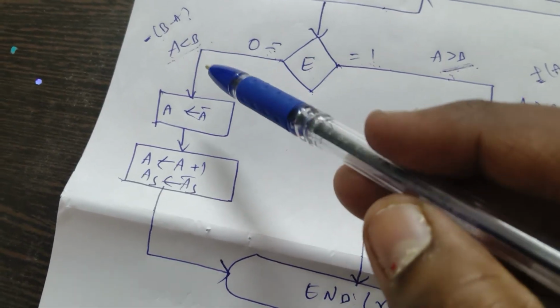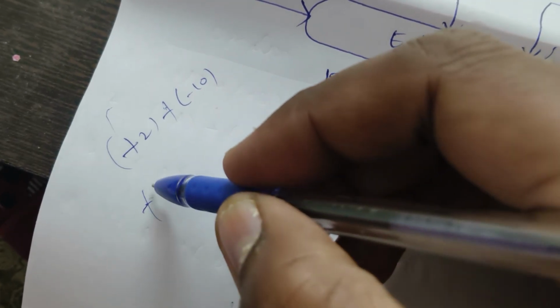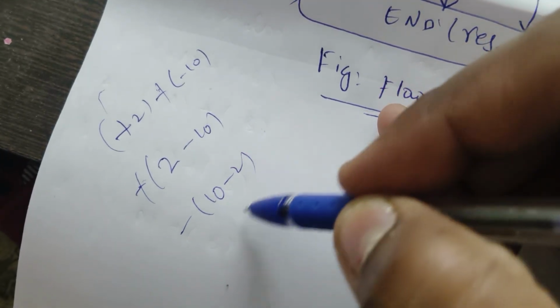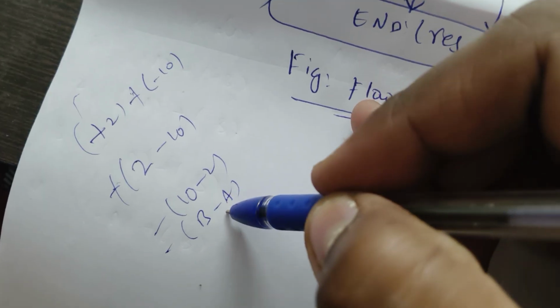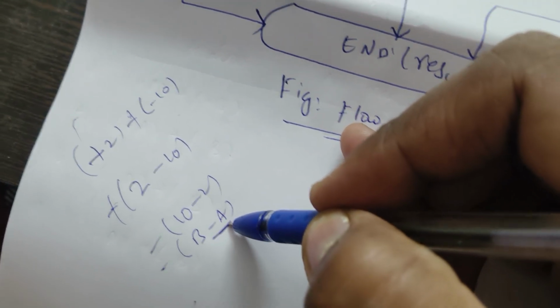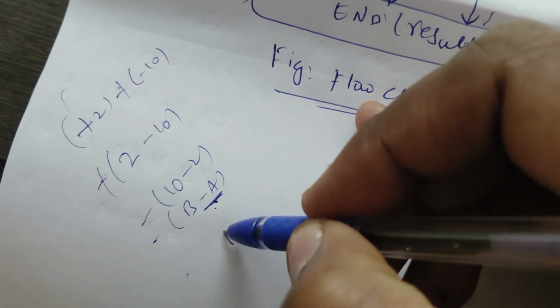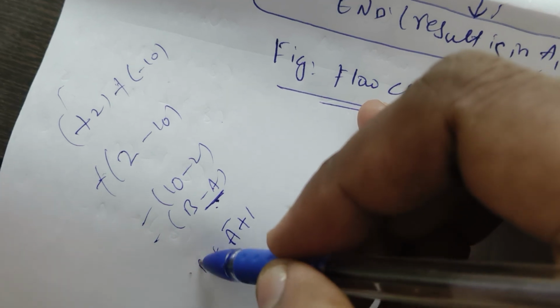So how can we write it? Suppose A is plus 2 and B is minus 10. Then it is 10 minus 2. Here it is 10, and this 2 is the subtrahend. For this subtrahend, what we have to do is take the complement of it, add 1 to it, and add this result to B.